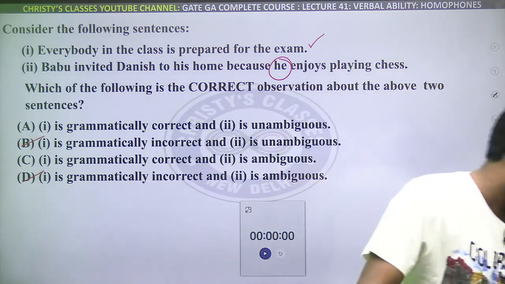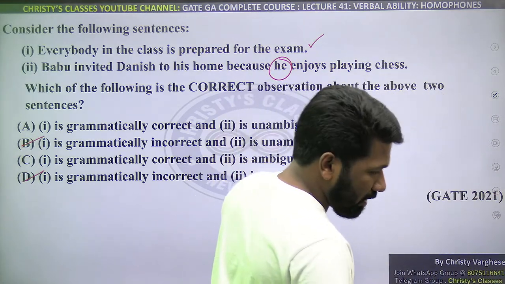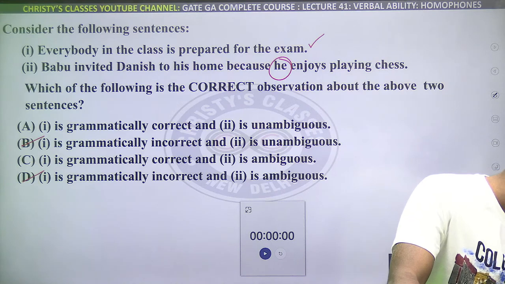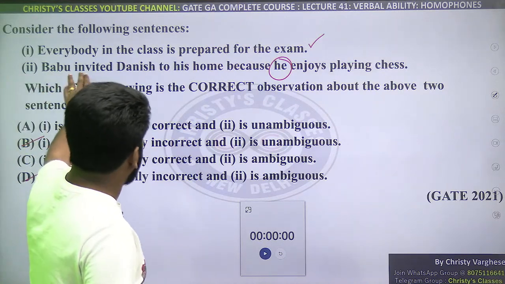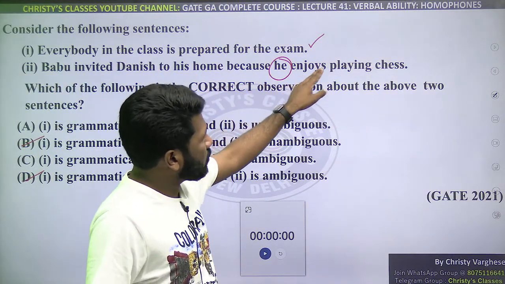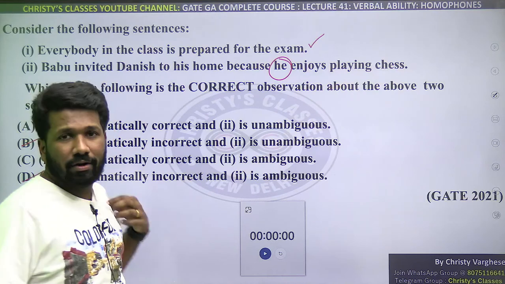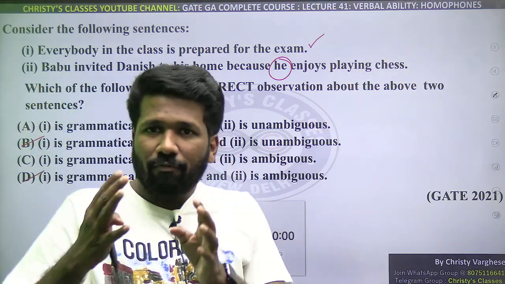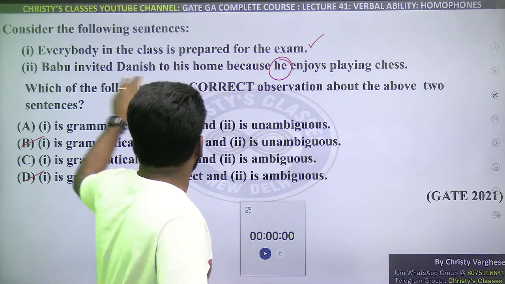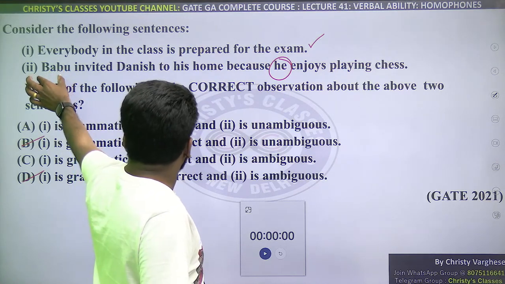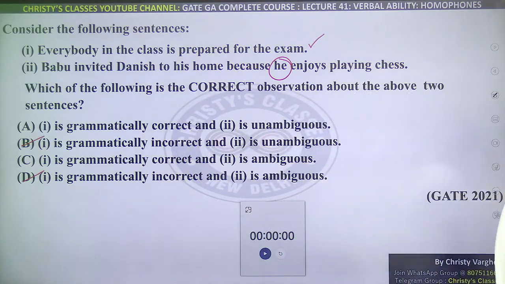So how to avoid the ambiguity? There are different ways to avoid ambiguity. Many of you got this idea clear, and some of you think Babu, some of you think Danish. That is ambiguous. So to avoid the ambiguity, we can say Babu invited Danish to his home because the former enjoys playing chess. That denotes Babu. Or the latter enjoys playing chess. That denotes Danish. Former means the first person mentioned, latter means the second or last person mentioned. Or instead of he, you can use the noun itself: Babu enjoys playing chess or Danish enjoys playing chess. That is how you can avoid the ambiguity.